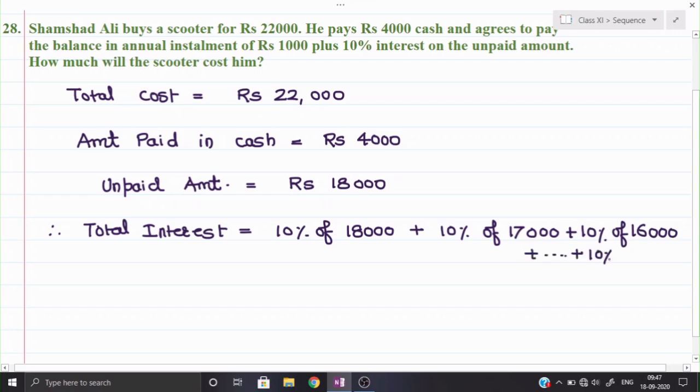The last one remaining is 10% of 1,000, because the last time when he was paying the installment, the balance amount will be remaining as 1,000 rupees. So he is paying the interest on that and he has paid 1,000 rupees. So amount becomes nil. So here we can say that it would be 10% of that, you take common, and I am reversing the sequence also. That will be 1,000 plus 2,000 plus dash dash dash. It will go up till 18,000.